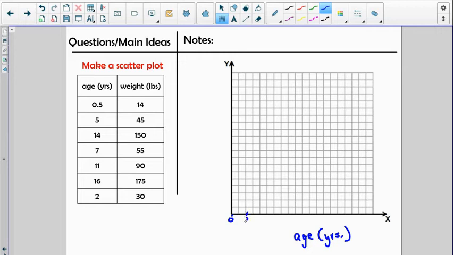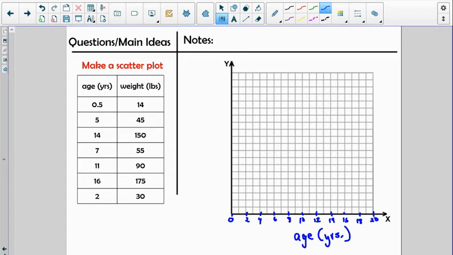I have 1, 2, 3, 4, 5, 6, 7, 8, 9, 10, 11, 12, oops, 13, 14, 15, 16. And even though our data in the table ends at 16, I'm going to go ahead and keep labeling in that same fashion, just every other number. It looks like I'm counting by twos, but really every square counts as 1 year.